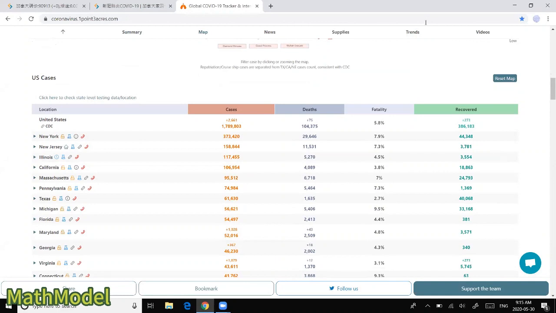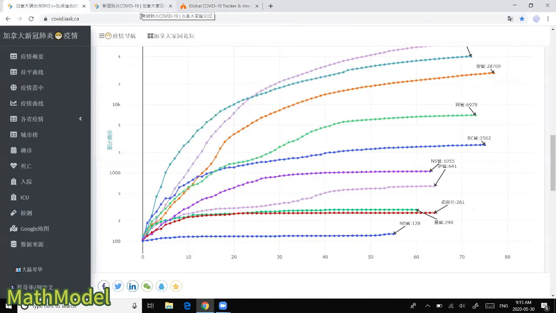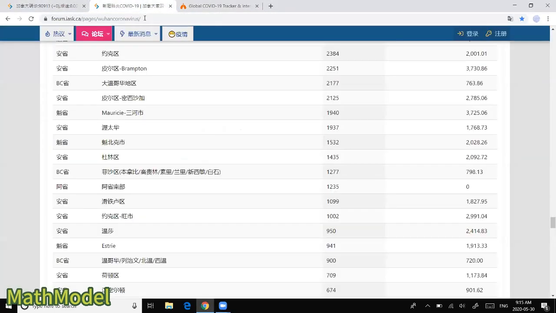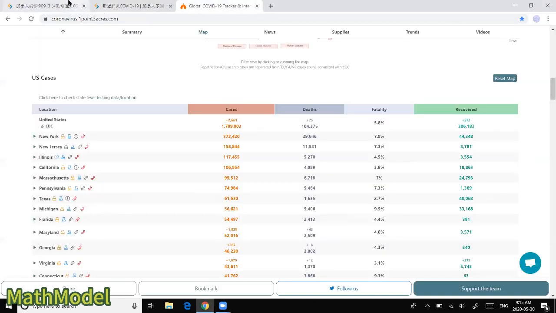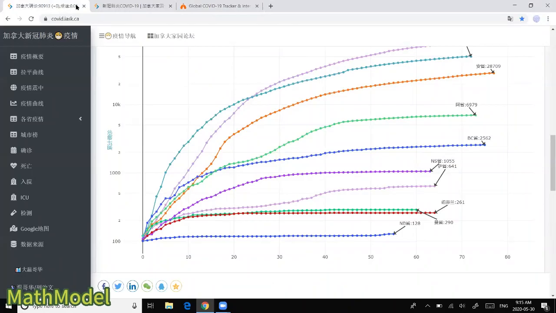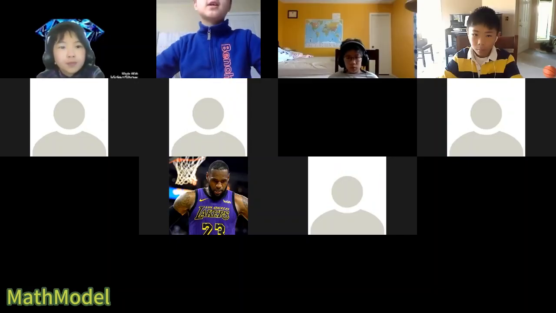Anyways, so that's it for all the coronavirus data. First off, if you guys want the websites to monitor coronavirus, I can send them to you later. But anyways, I'm going to stop sharing my screen, so if anybody else has anything to talk about.